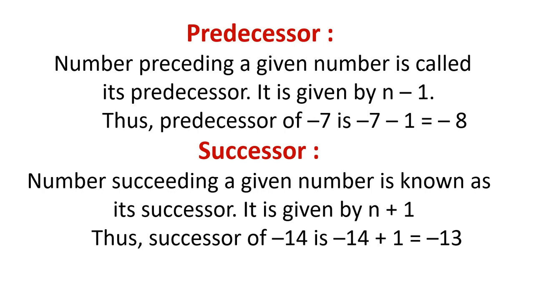Successor. Number succeeding a given number is known as its successor. It is given by n plus 1. Thus, successor of minus 14 is minus 14 plus 1 is equal to minus 13, because minus 13 comes after minus 14, that is minus 13 is immediately one point to the right of minus 14 on the number line.